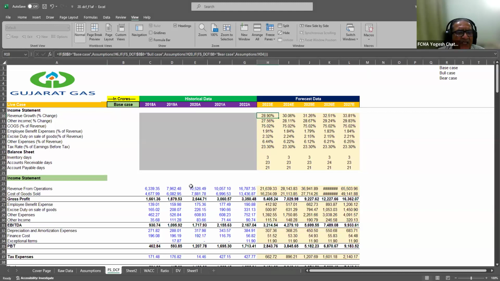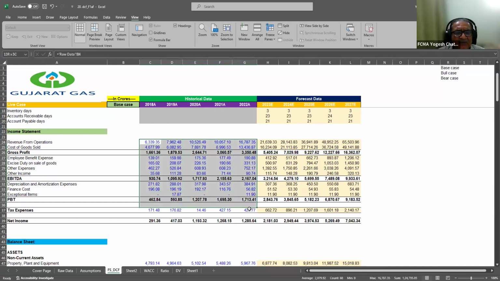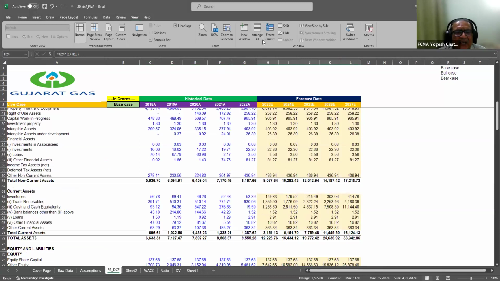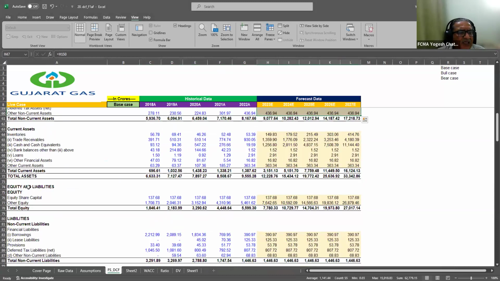This is the bear case. This is the projection under the base case, and based on that, this is the historical income statement for a period of 5 years. Through the color code, you can very well see this is my historical number, and this is my projected. We have the balance sheet again for 5 years historical, and for the next 5 years projected, and we have these schedules.